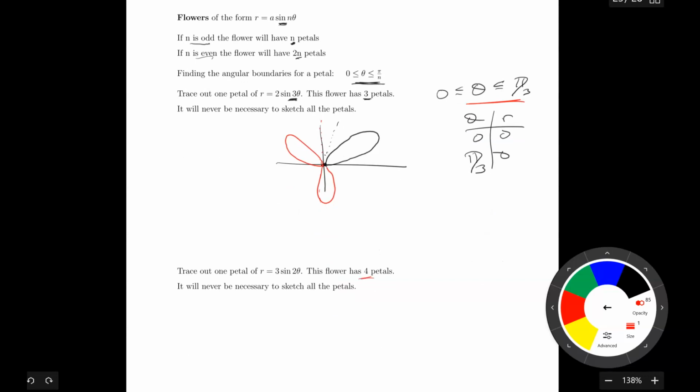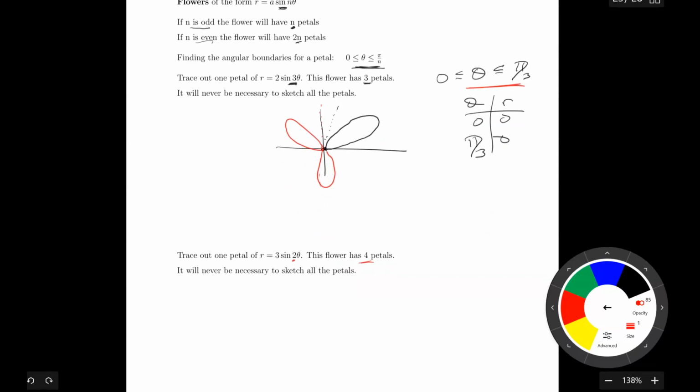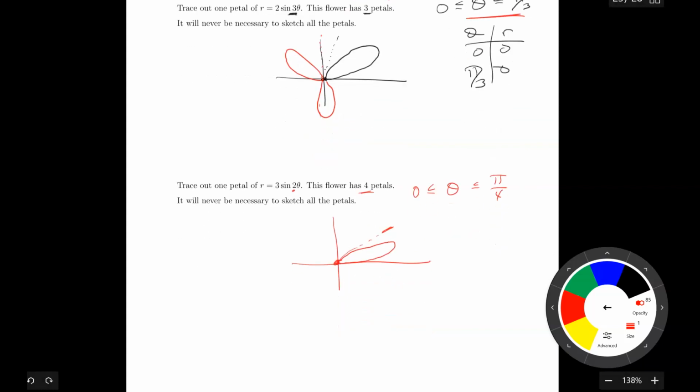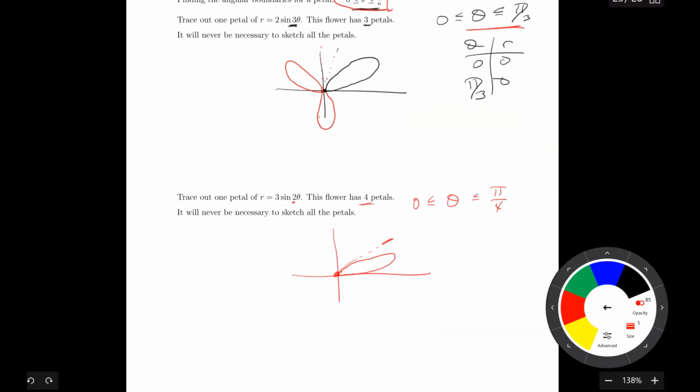So this here has 4 petals because n is even, and so from the angle 0 to pi over 4 traces out one petal. Again, pi over 4 is here, right? So between 0 and, if I was to do pi over 8, that would go out here, and then pi over 4 would give me that angle right there. So this is key to know how to trace out the area of one petal.